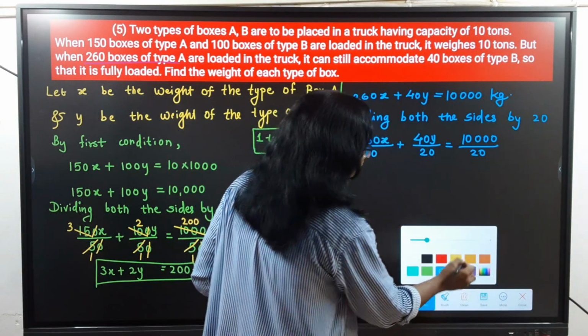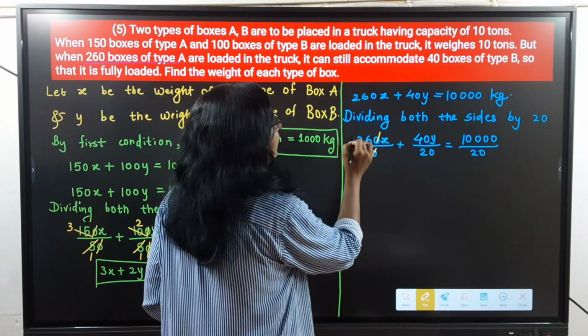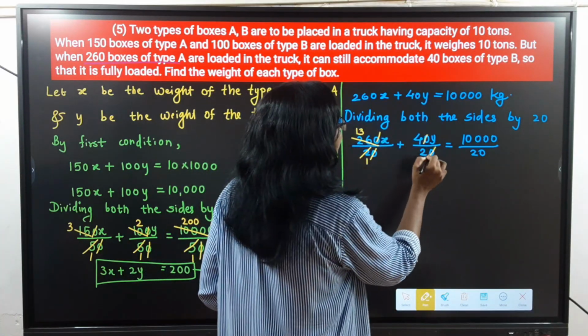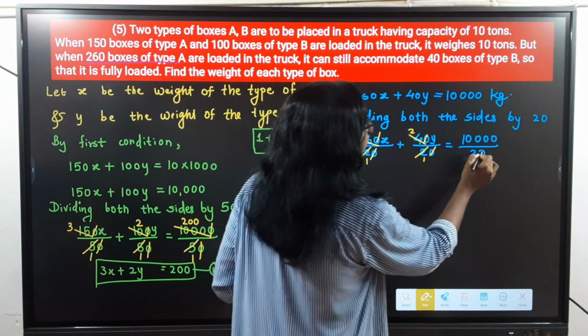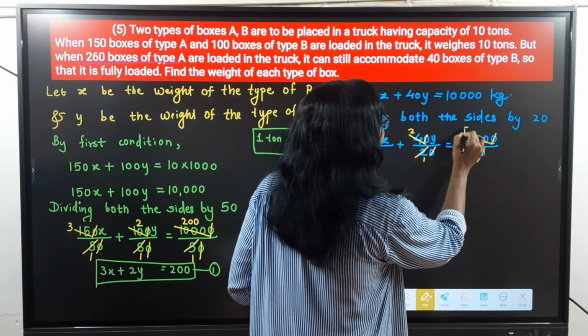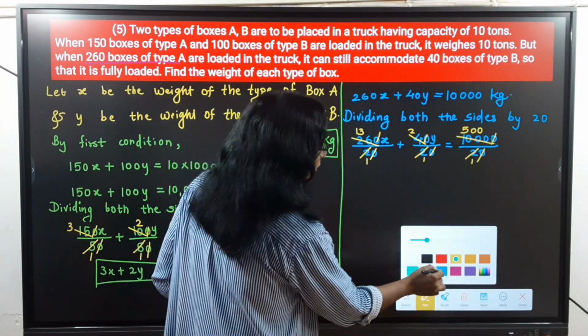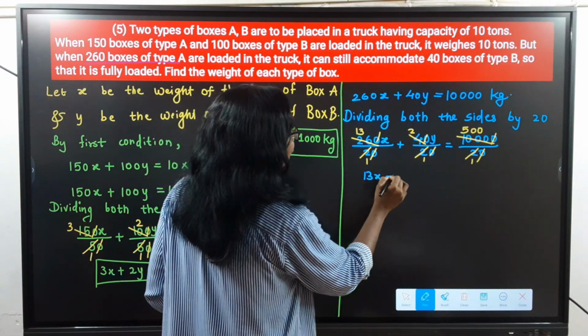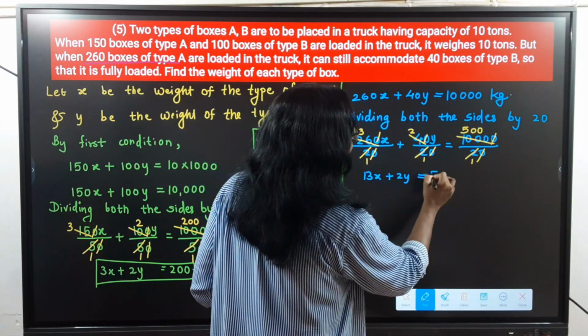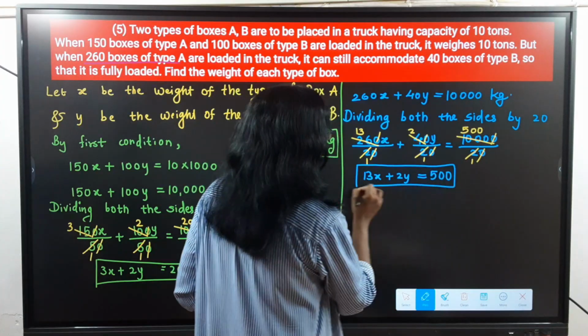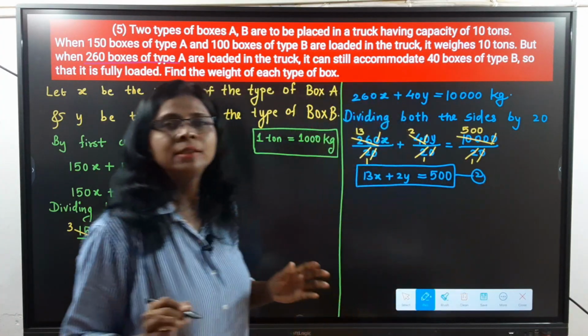So now here the cancellation part: 0 0 get cancelled, 2 1s are 2, 2 3s are 6. Here 0 0 get cancelled, then 2 1s are 2, 2 2s are 4. Then here 0 0 get cancelled, 2 1s are 2, 2 5s are 10, 0 0. So finally we have the second equation, 13x plus 2y is equal to 500. We call it the second equation.